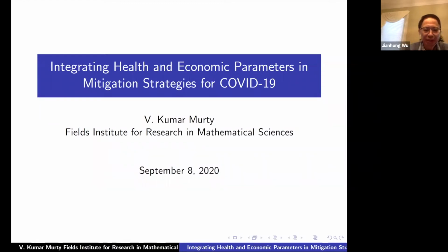It was in February that Kumar, on behalf of the Fields Institute, commissioned the National Task Force of Mathematical Modeling Rapid Response, and shortly after, Kumar led the national team and successfully secured funding support from CIHR for the COVID-19 research. And then Kumar became the co-chair of the Ontario COVID-19 modeling consensus table. In that capacity, Kumar has been a major figure in Ontario to ensure the science is the basis for public health decision making. So today, Kumar is talking about his own research, integrating the health and economic parameters to inform the mitigation strategy of COVID-19.